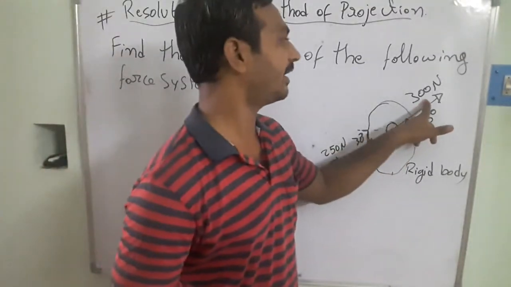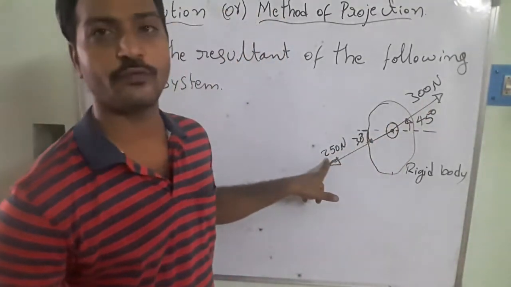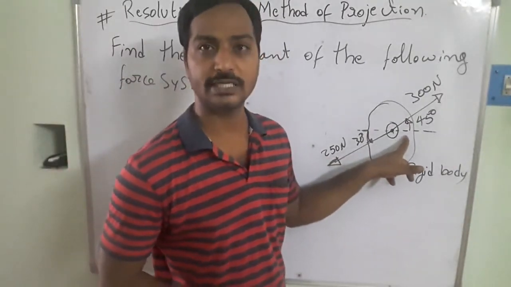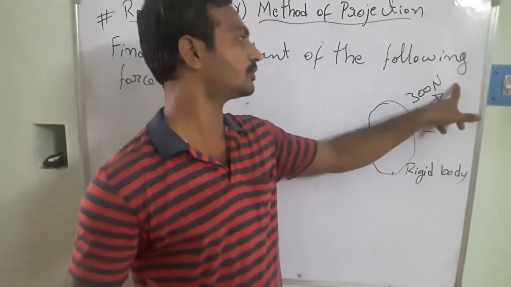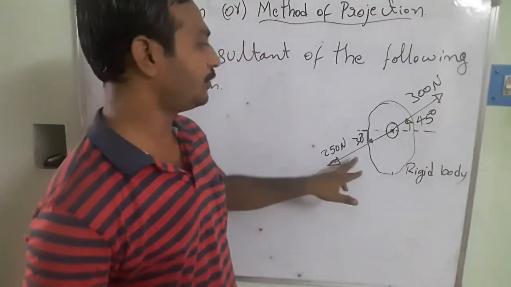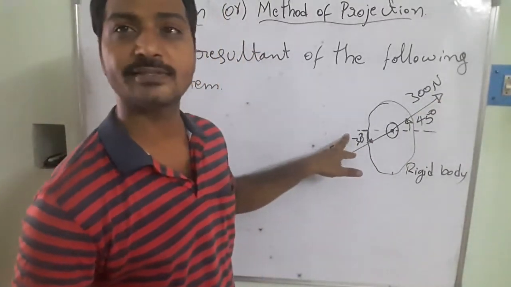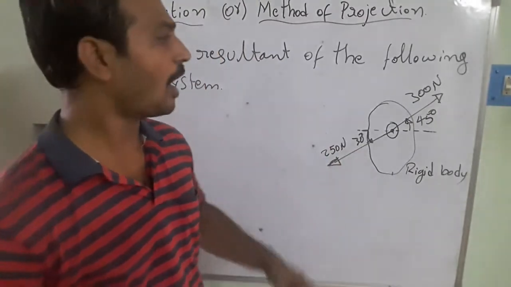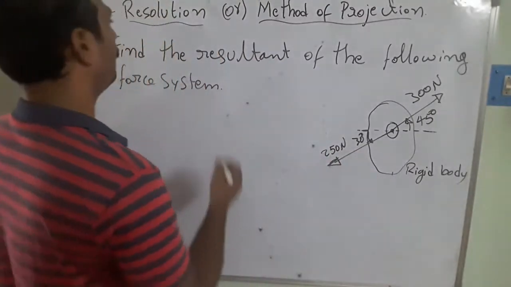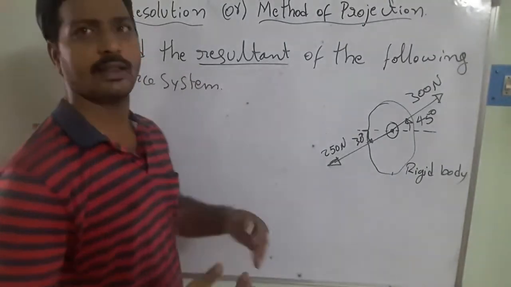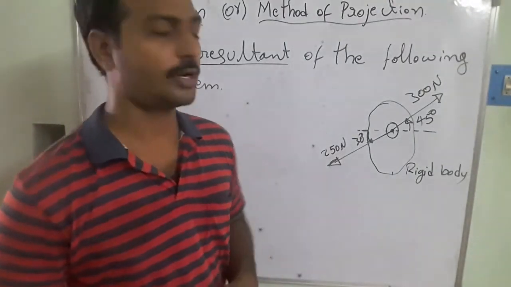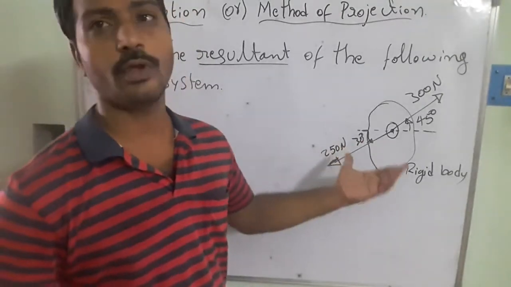One is going to be 300 newtons, the second one is going to be 250 newtons. At the same time, the 300 newton force is going to be making 45 degrees with the horizontal axis, and the 250 newtons is going to be making 30 degrees with the horizontal axis. So finally we need to find out the resultant component, and the inclination with the horizontal component we need to calculate.